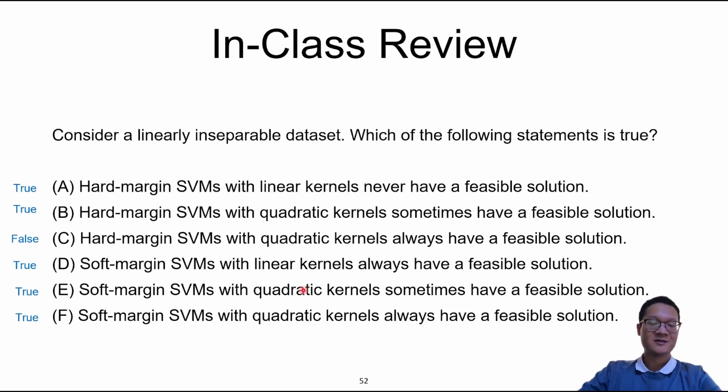Okay, so soft margin SVMs, regardless of the kernel, will always have a feasible solution. And E is kind of a trick question, I suppose, because yeah, sometimes it has a feasible solution. Well, it always does. So by default, because F is true, E is also true. Okay, so hopefully you got most of that or all of that.